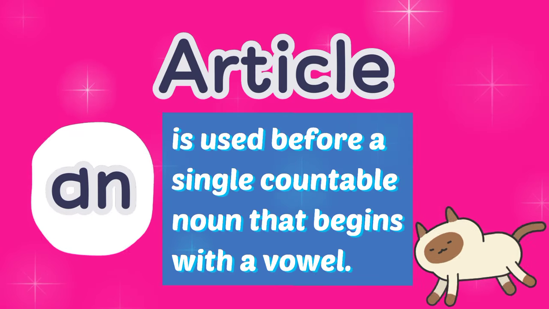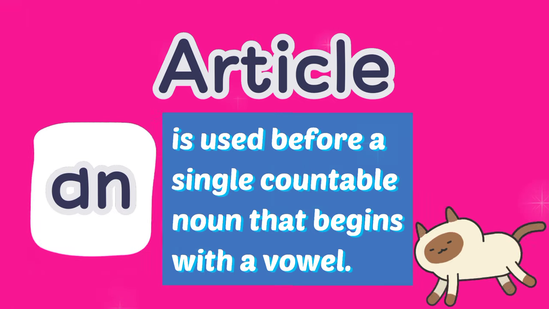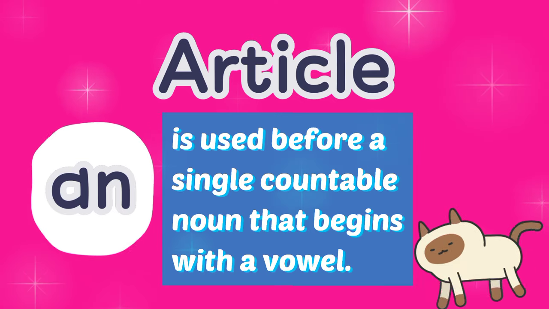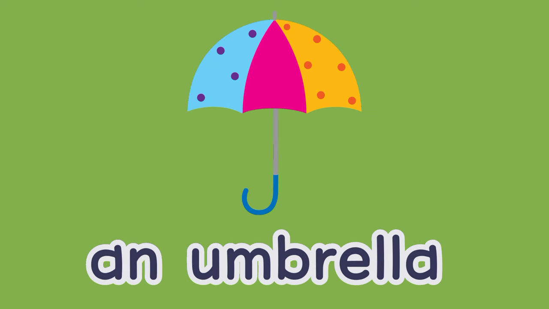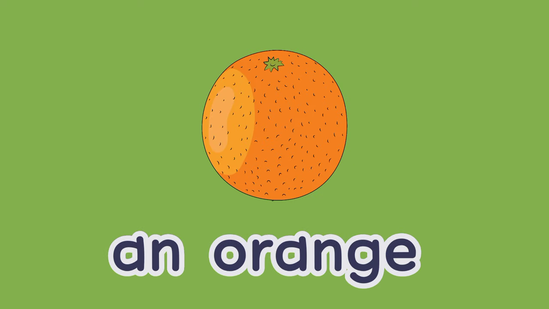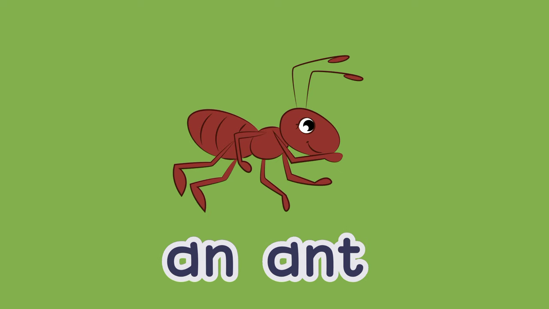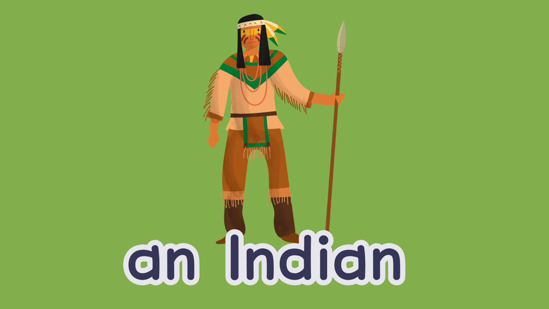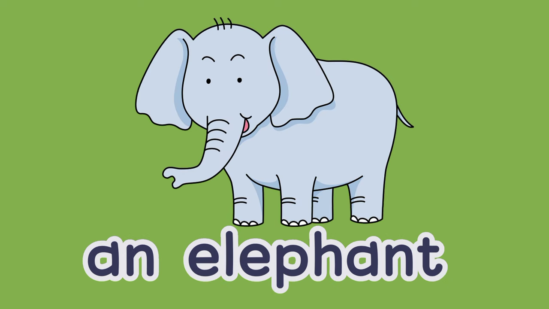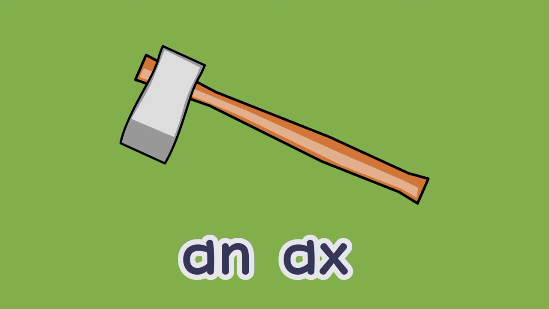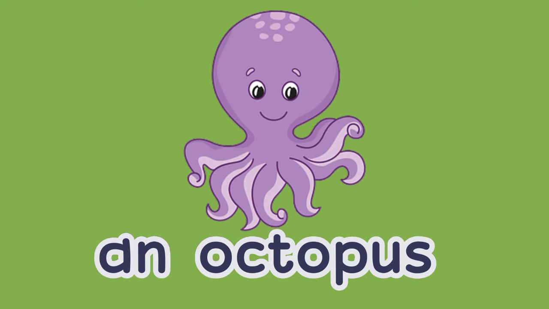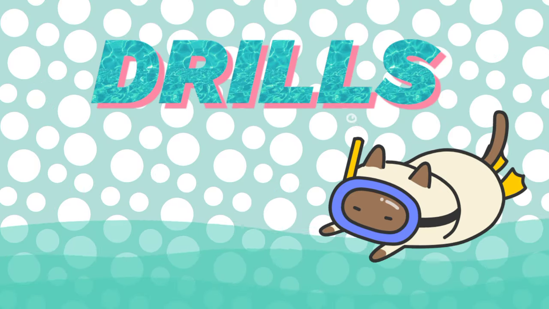Article N is used before a single countable noun that begins with a vowel. An apple, an umbrella, an orange, an ant, an Indian, an elephant, an axe, an octopus. Now let's have drills.